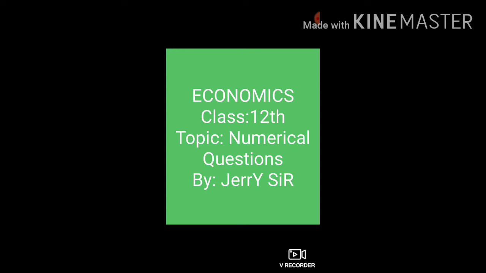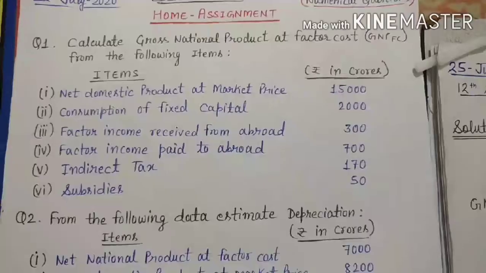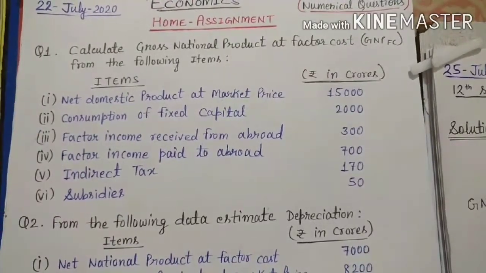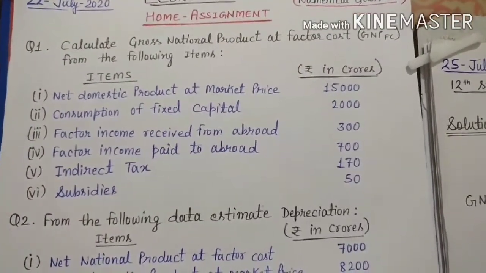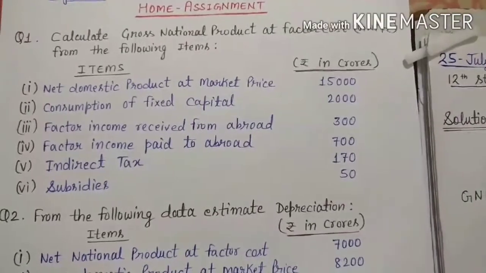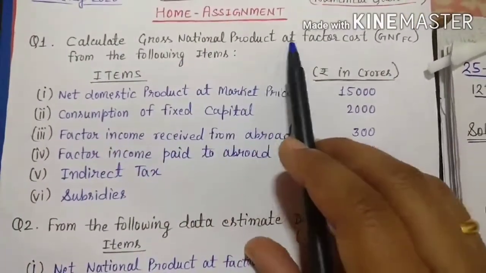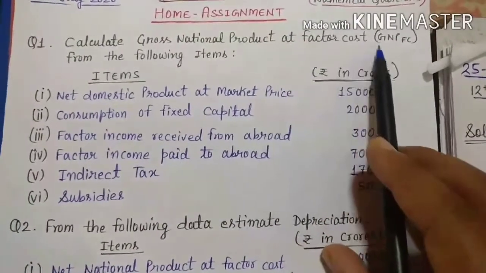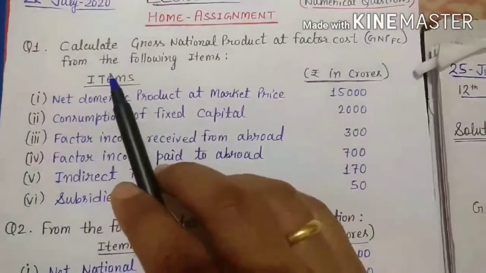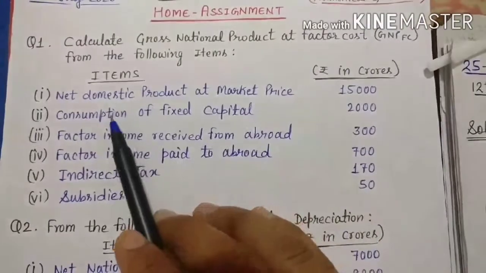Today we are going to solve the questions which I have given in the home assignment in the previous video. Just check the question. Calculate gross national product at factor cost, which means GNP at FC, from the following items. The items are given like this.